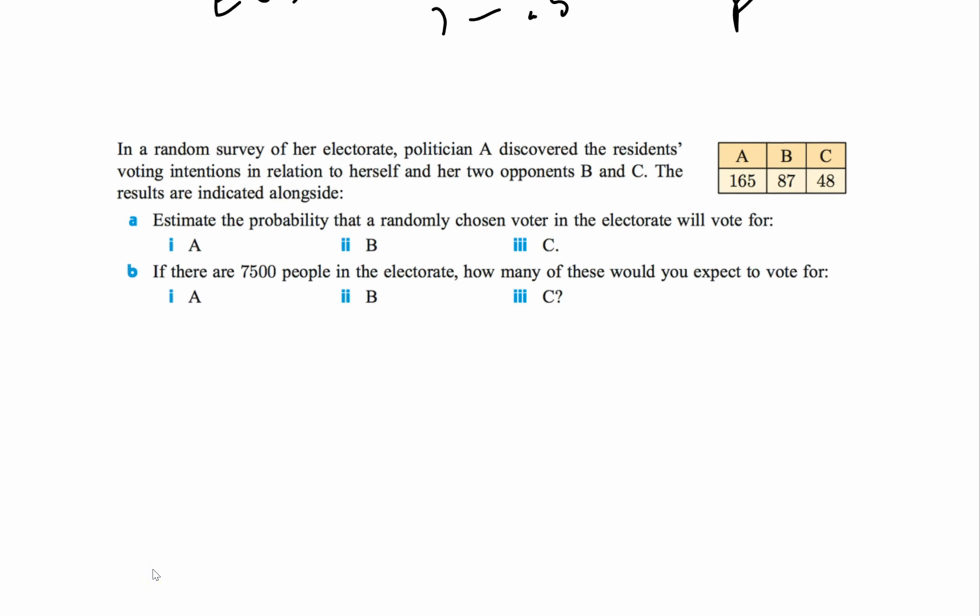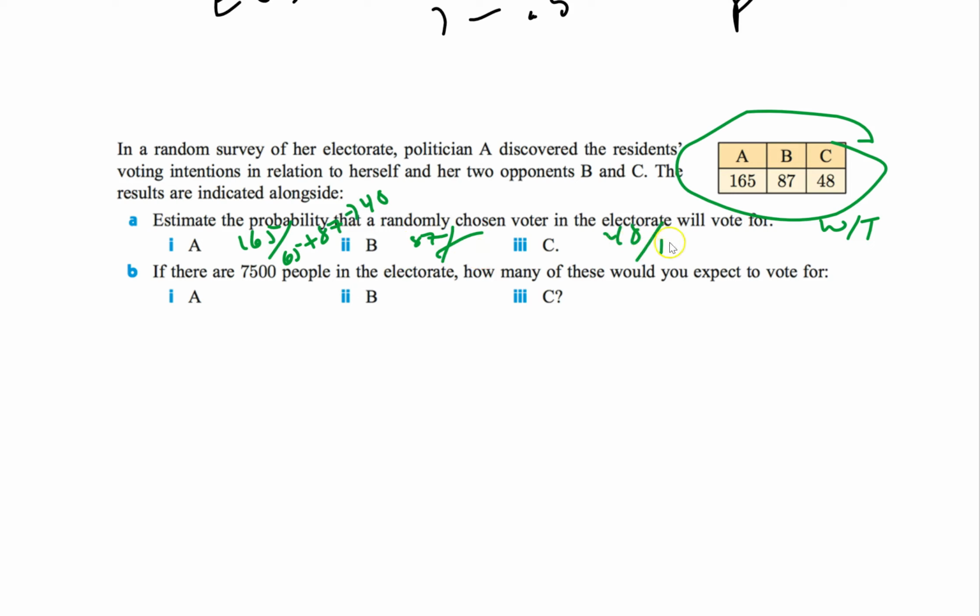I'm going to talk about this next one in general. I'm not going to go into specifics because I don't want to waste your time. But let's look at this one. In a random survey of electorate, politician A discovered residents' voting intentions in relation to himself and 2 other opponents, B and C. The results are indicated alongside. So here's the results. He polled so many people, he got 165, 87, 48 for C. Estimated probability of any chosen voter in the election will vote for A. Well, this is our general want over total. So A is going to be 165 over whatever the sum of 165 plus 87 plus 48 is. Likewise for B, it would be 87 over that mess. And then for C, it would be 48 over whatever that number is.